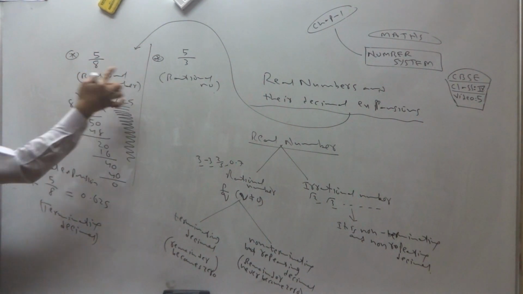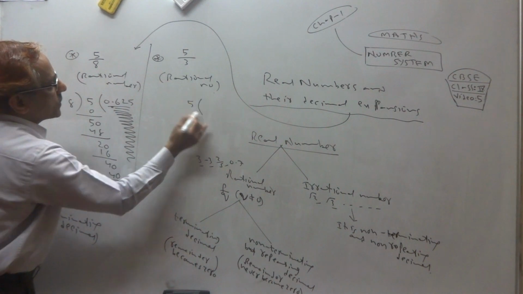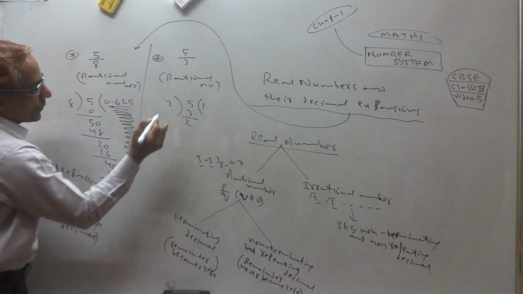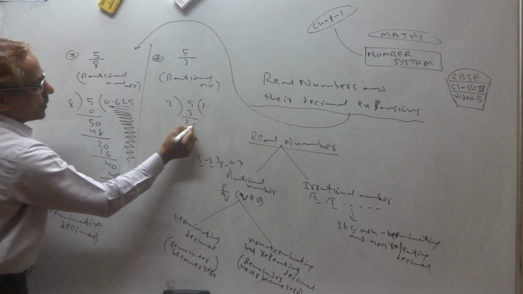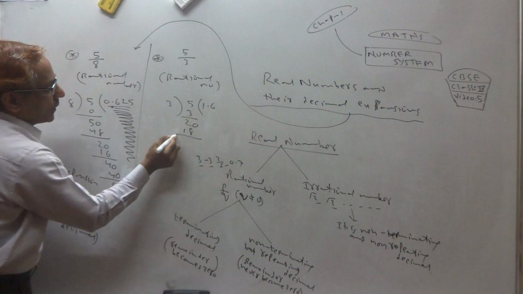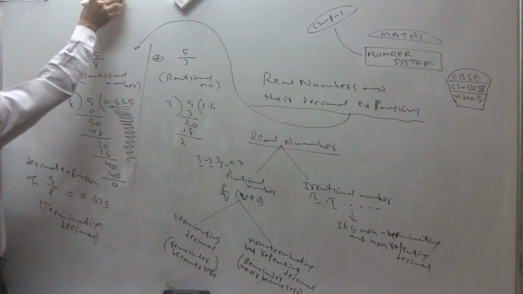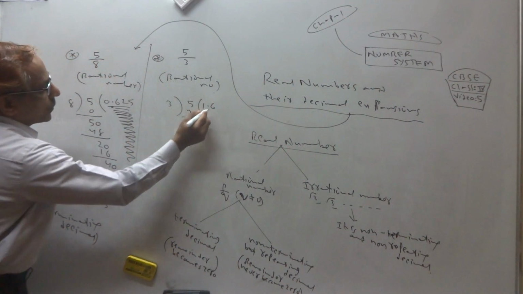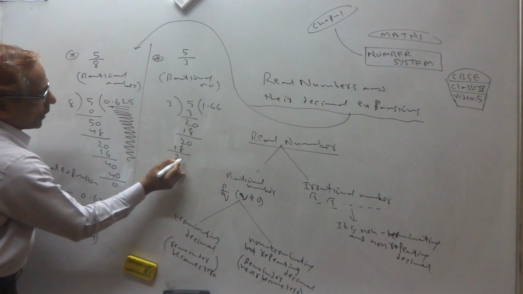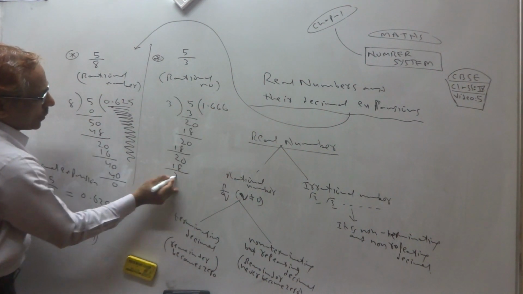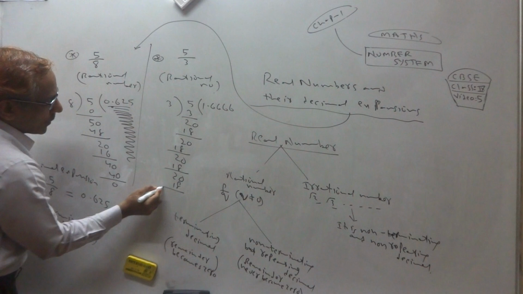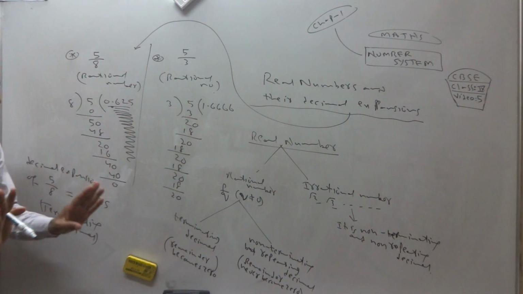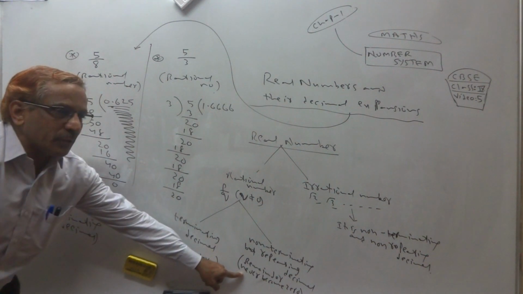Now I am taking another case. This is a rational number, this is also a rational number. Now 5 is divided by 3. 3 ones are 3, 2 left. Decimal, 0. 3 6 are 18, 2 left, 0. 3 6 are 18, 2 left 0. 3 6 are 18, 2 left 0. Now you can understand that the remainder never becomes 0.